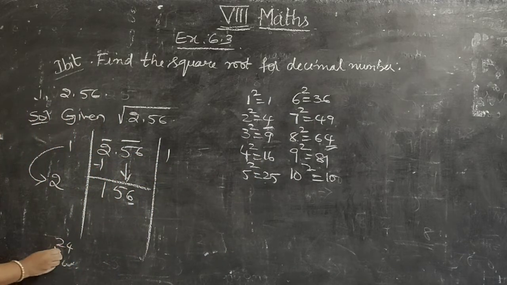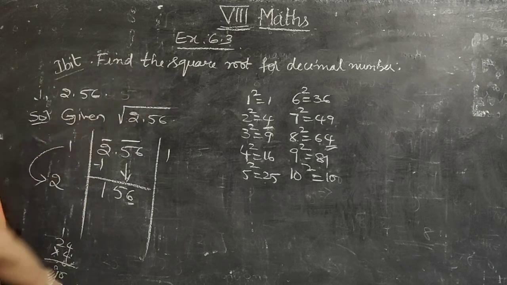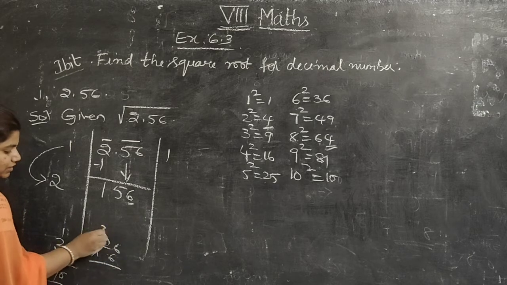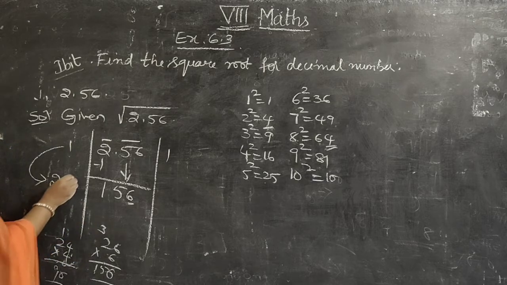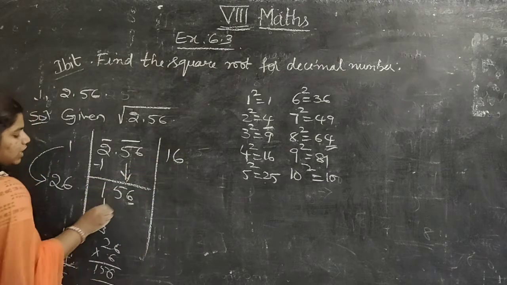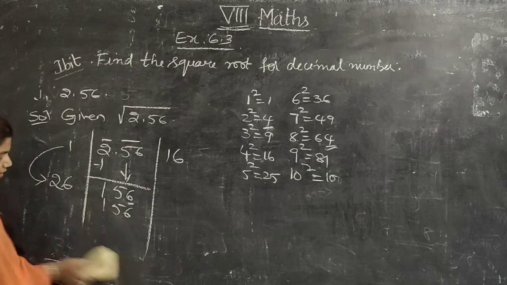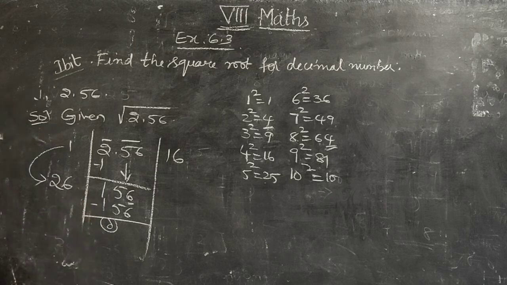So 24 4's are 4 4's are 16, 8. It will not be the correct answer. Now what is the next one? 6. So we can apply 26. 6 6's are 36. That will be 156. So 26 6's are 156. So you got the remainder as 0 here. If you subtract this, you got the remainder as 0.